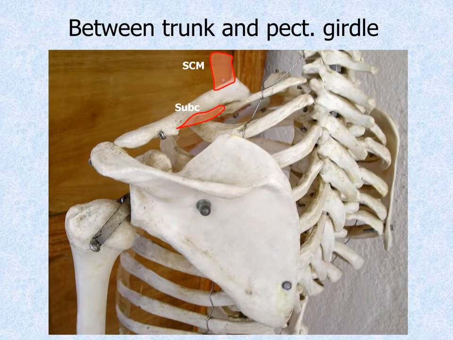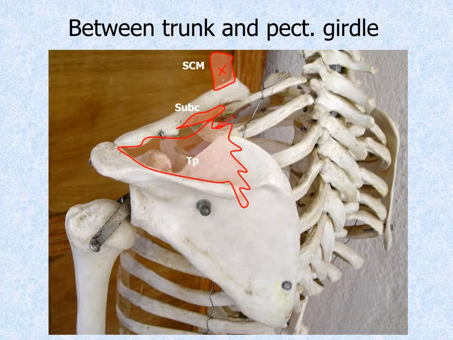Now we will take a look at the muscles that attach the pectoral girdle and the upper limb to the axial skeleton. Sternocleidomastoid is a muscle that attaches the medial end of the clavicle to the skull, which is this one. And the subclavius is a muscle that attaches the clavicle to the first rib here. Trapezius, which is this one, is a large muscle which attaches the clavicle and the scapula to the vertebral column. I have shown only part of that muscle here.